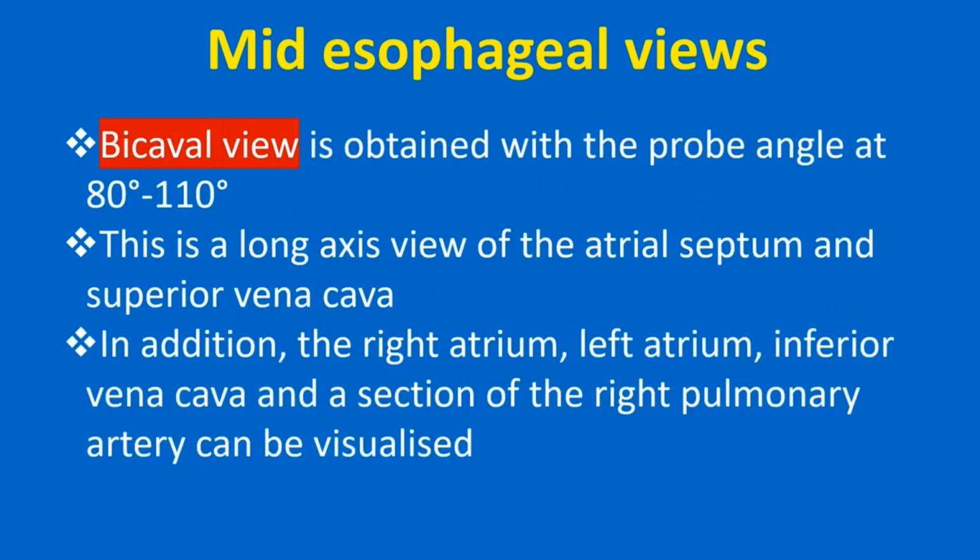Bicaval view is obtained with the probe angle at 80 to 110 degrees. This is a long axis view of the atrial septum and superior vena cava. In addition, the right atrium, left atrium, inferior vena cava and a section of the right pulmonary artery can be visualized.